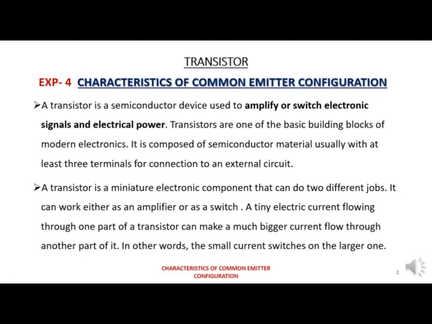A transistor is a miniature electronic component that can do two different jobs. It can work either as an amplifier or as a switch. A tiny electric current flowing through one part of the transistor can make a much bigger current flow through another part of it. In other words, the small current switches on a large one.